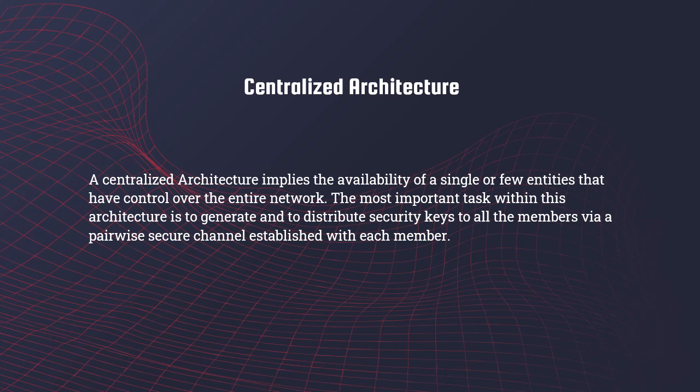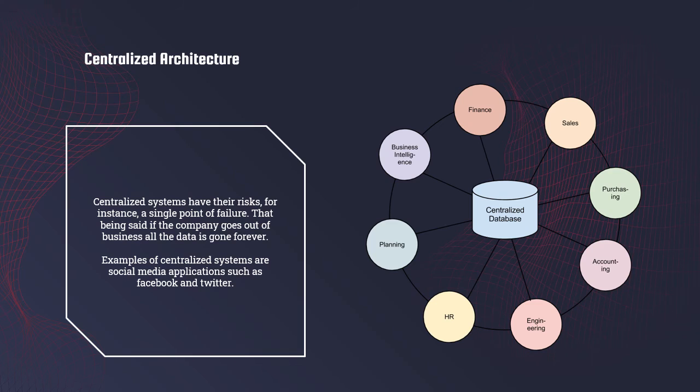Centralized architecture. A centralized architecture implies the availability of a single or few entities that have control over the entire network. The most important task within this architecture is to generate and to distribute security keys to all the members via a pairwise secure channel established with each member. Centralized systems have their risk, for instance, a single point of failure. That being said, if the company goes out of business, all the data is gone forever. Examples of centralized systems are social media applications such as Facebook and Twitter.